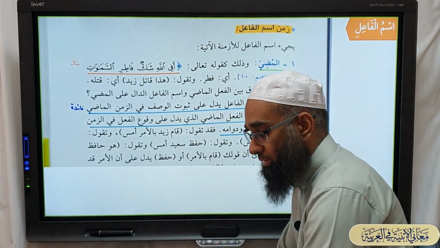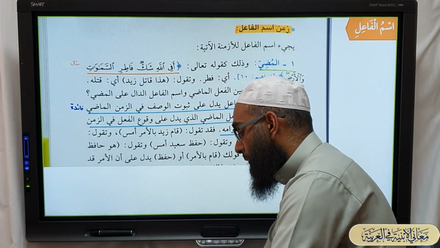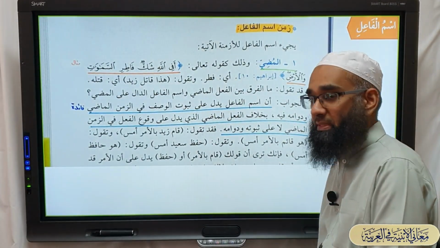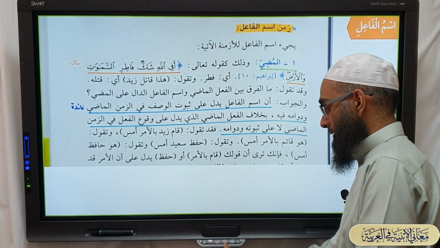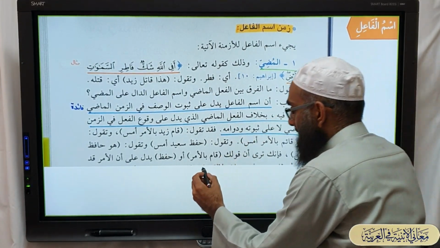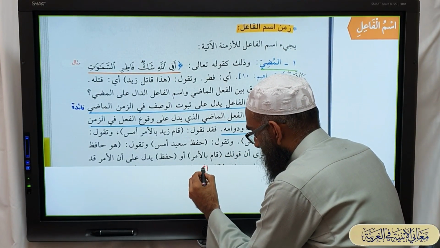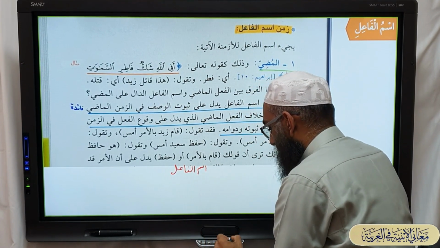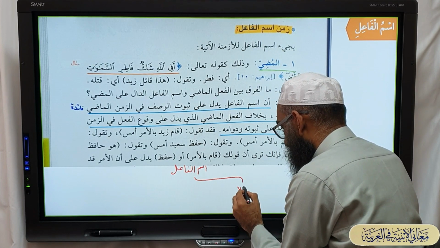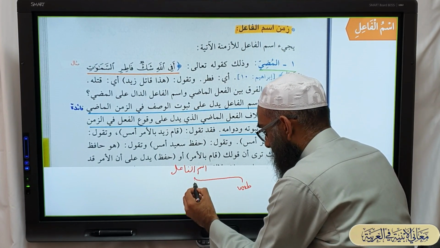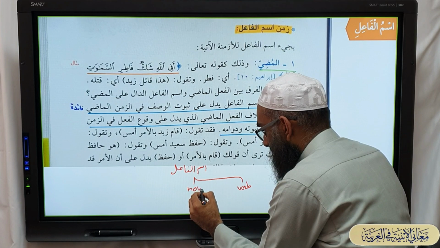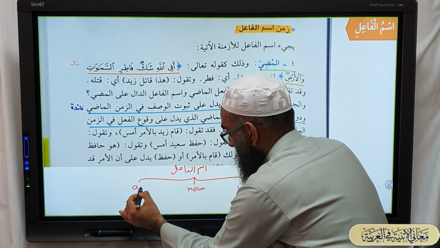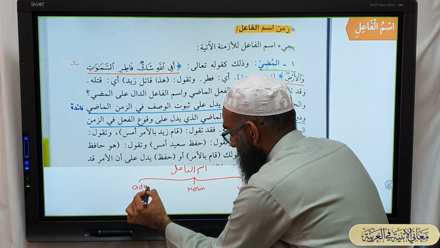Now before we go into this, I've mentioned this point many times before, but it's very important to recap: ismul fa'il has three possible meanings. It can be used in three different ways. The ismul fa'il can be, number 1, a verb, number 2, a noun, and number 3, an adjective.